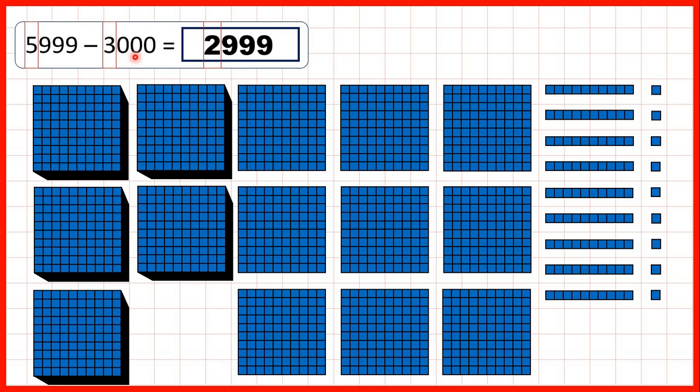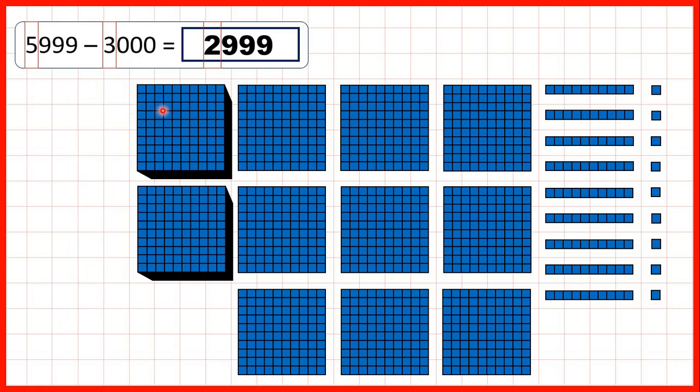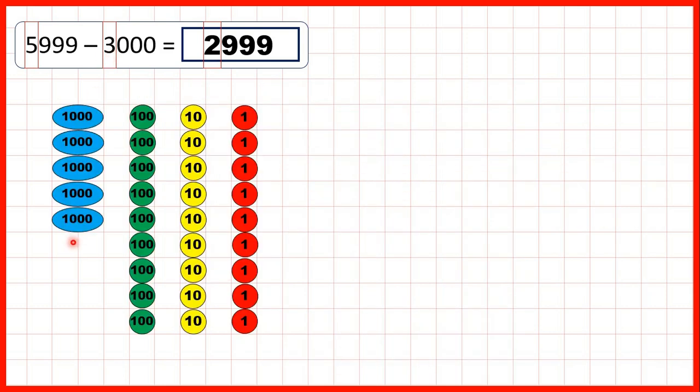Finally, we had 5,999 minus 3,000. So here, we're just taking away 3 of our thousand blocks to leave us with 2,000s in our answer, and of course our hundreds, tens, and ones stay the same because we're subtracting a multiple of 1,000. Or we can show the same thing using place value counters, and you can see that because we started with 5,000s and took 3 of them away, we have 2,000s in our answer with the other digits staying the same.